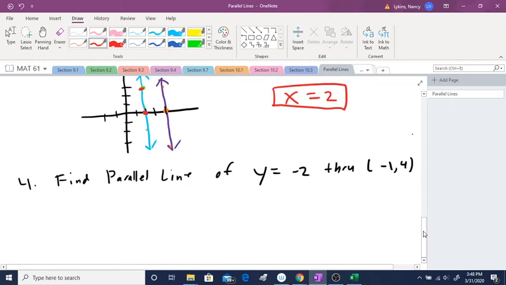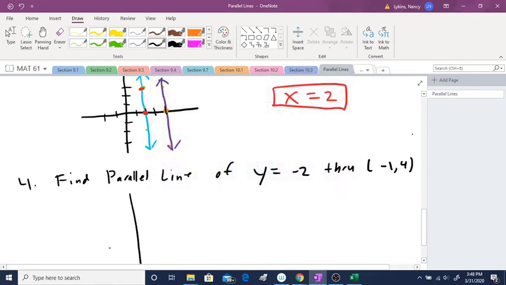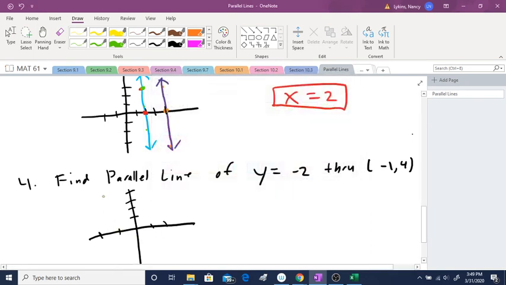So I want you to try one yourself. Take a look at this. Find a parallel line of y equals -2 that goes through the point (-1, 4). You can pause it and then come back and see how I'm doing it. So what I want to do now is graph the y equals -2 and also the point (-1, 4). So (-1, 4) is my point. Go to -1, go up 4.